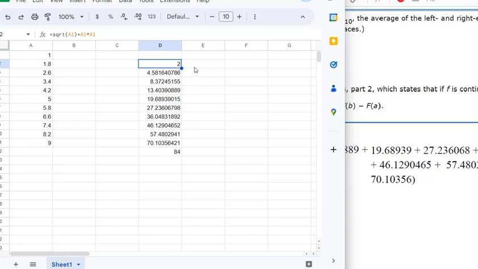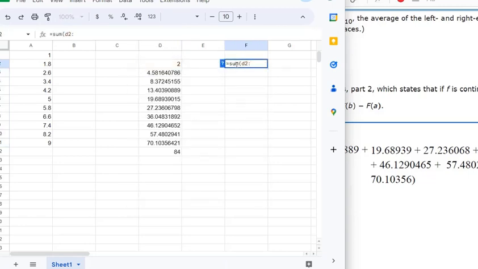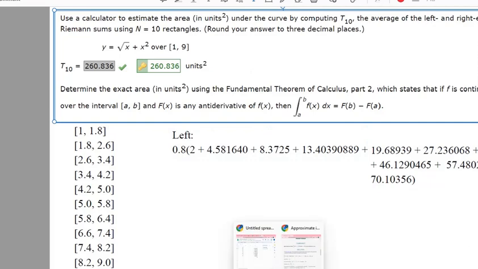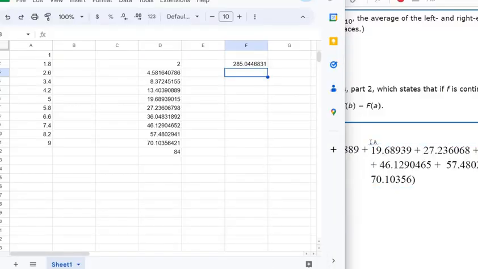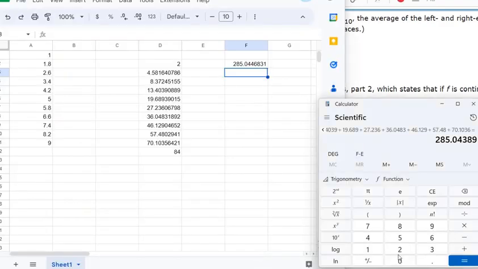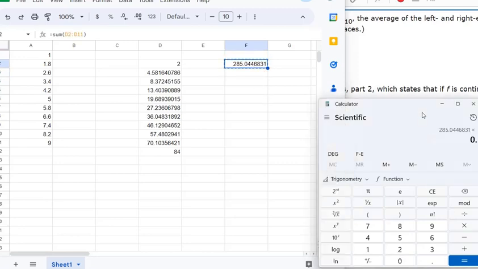So for our left sum, it would be all these values added together. Okay, so I'm going to type in equals sum D2 to D11. And that's the sum of all those values that I was going to get in those parentheses if I kept going and added that by hand. But don't forget though, we factor out that 0.8 at the beginning, right? So we're going to multiply that sum times 0.8.